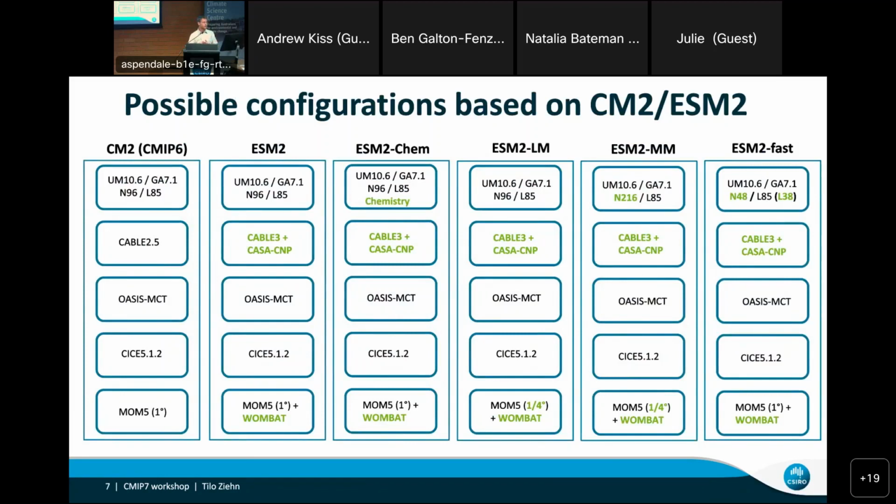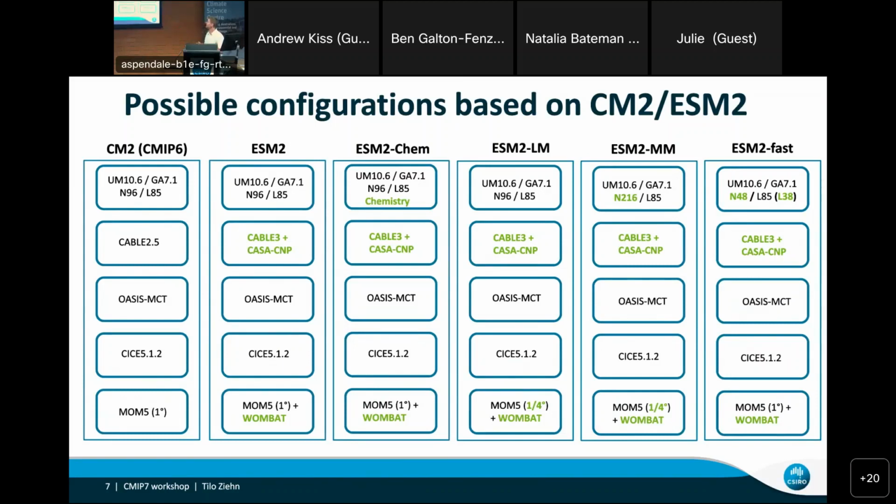Similar slide for CM2. On the left column, you have the current configuration for CMIP6, and then going from left to right, possible configuration options, and the changes are highlighted in green. By putting CABLE 3 into CM2 and switching on the carbon cycle, that would give us an ESM2. And then with all the other configuration options, I don't distinguish anymore between a climate model or an Earth system model. You always get the climate model by switching off the carbon cycle.